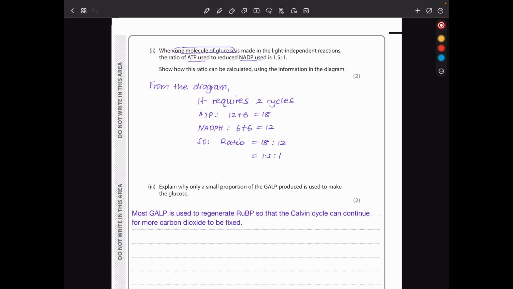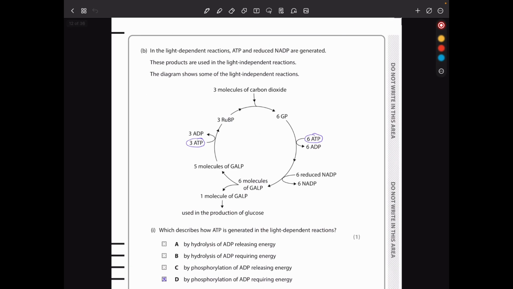And next they say when one molecule of glucose is made in the light-independent reactions, the ratio of ATP used to reduce NADP is 1.5 to 1. Show how this ratio can be calculated using the information in the diagram. When we go back here, we can see these are 3 carbon dioxide molecules, so we are going to need 2 cycles in order to produce glucose.